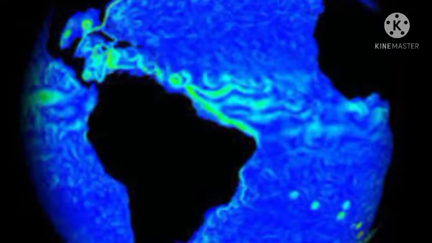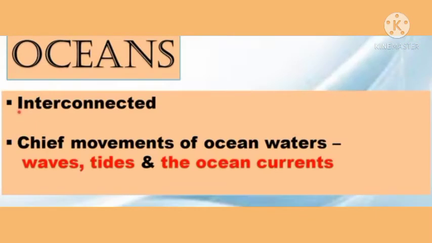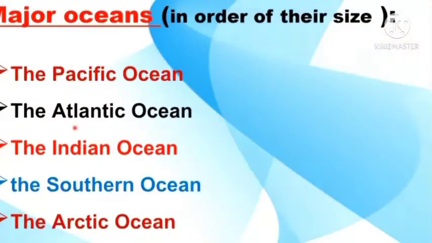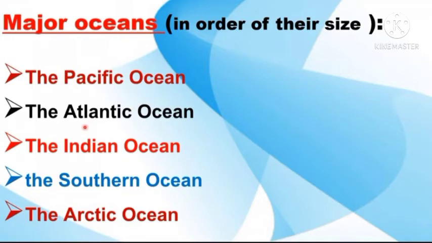The Earth is called the blue planet because more than 71% of the Earth is covered with water and 29% is land. Oceans. Oceans are the major part of the hydrosphere. They are all interconnected. The ocean waters are always moving. The three chief movements of ocean waters are the waves, the tides, and the ocean currents. The five major oceans, in order of their size, are the Pacific Ocean, the Atlantic Ocean, the Indian Ocean, the Southern Ocean, and the Arctic Ocean.